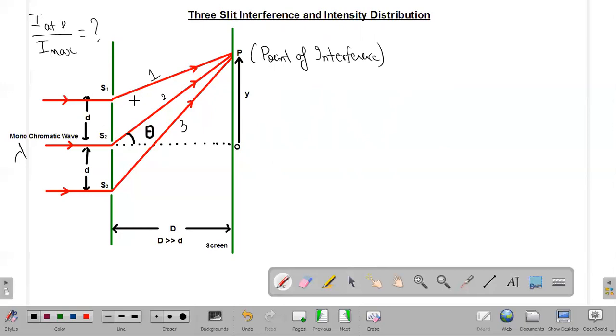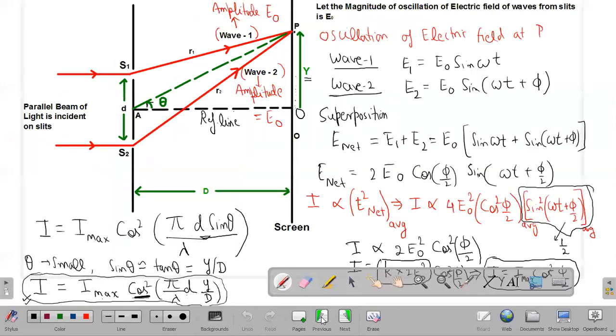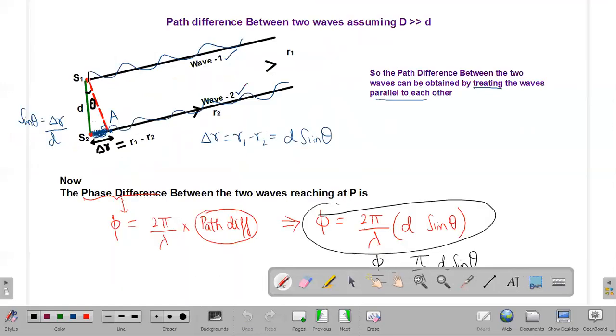And for that, we will use this objective trick. We will use this objective method, that to find a phase difference or path difference, you can consider the wave from S1 and S2 to be parallel.